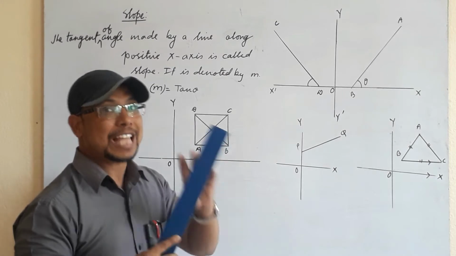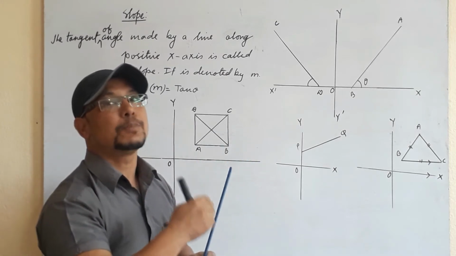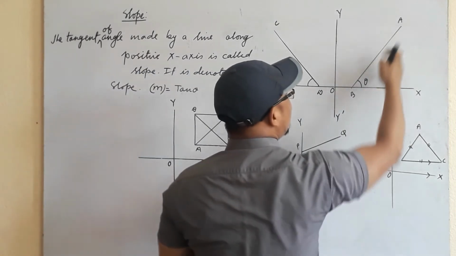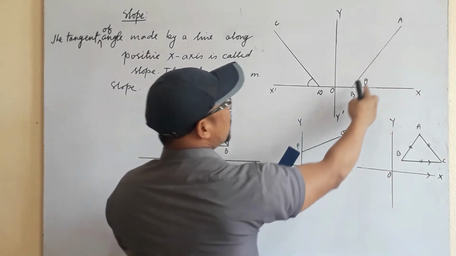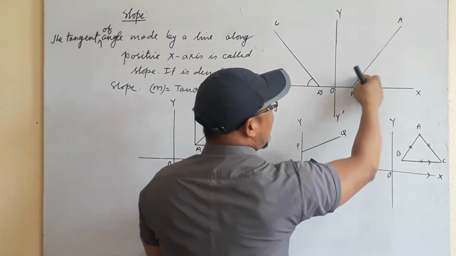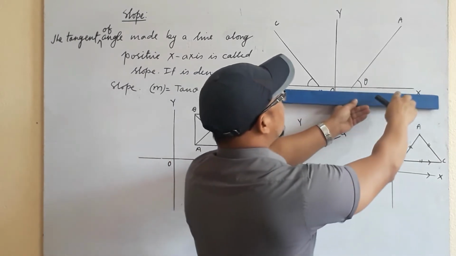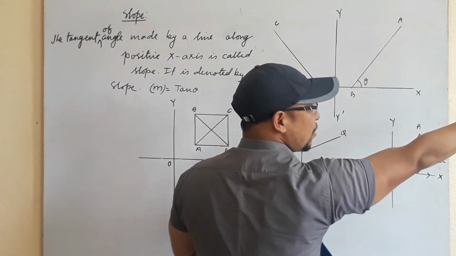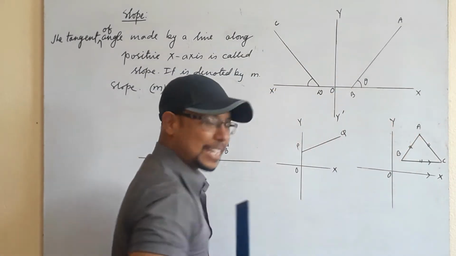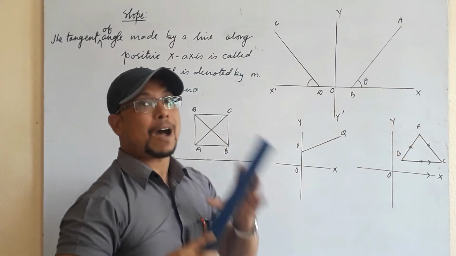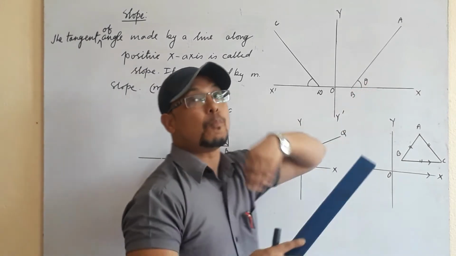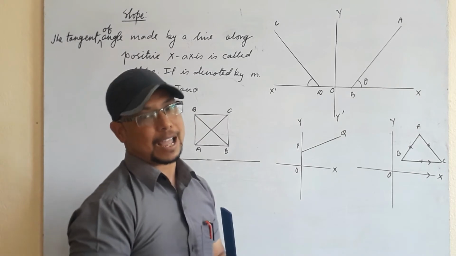The very important thing is the angle. The angle must be along the positive x-axis. Now see, if AB is a line and it makes angle theta with the positive x-axis. Positive x-axis means the right hand side of the x-axis, and the left hand side of the x-axis is called the negative x-axis. So while finding the slope, the angle must be on the positive x-axis.